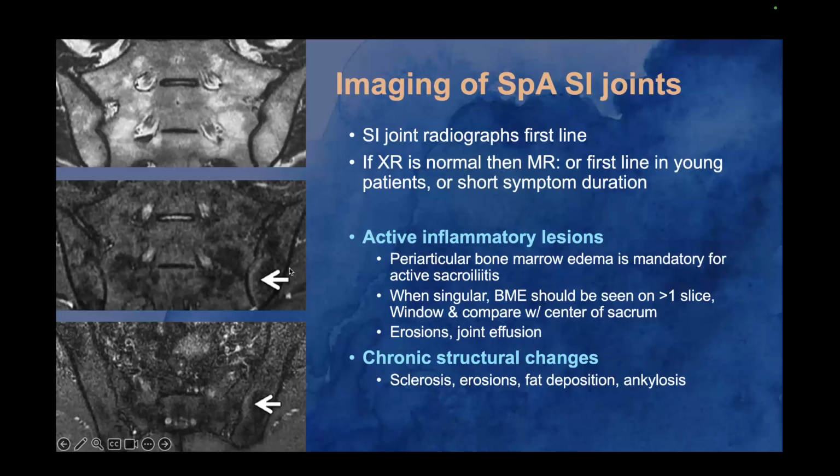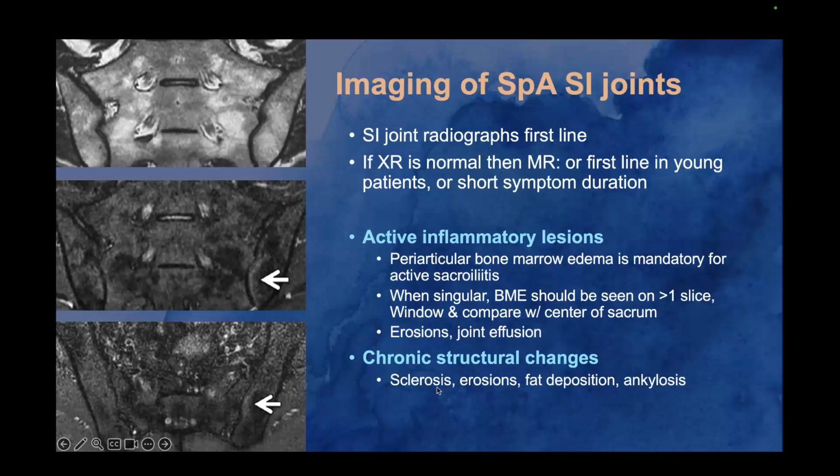So in the SI joints, again, we're looking for areas of periarticular bone marrow edema. So is it occurring adjacent to the subchondral plate? And sometimes it can be subtle. You have to window your images, and you need to go over a number of slices, and you're looking also for signs of erosions at the articular surface and joint effusion or periarticular edema.